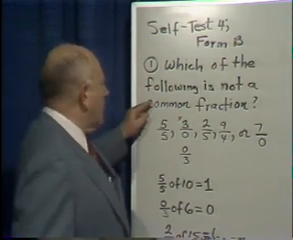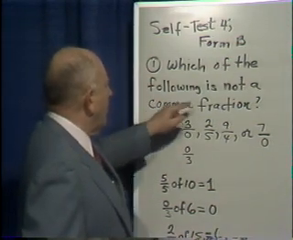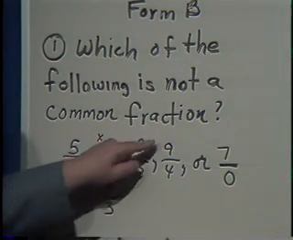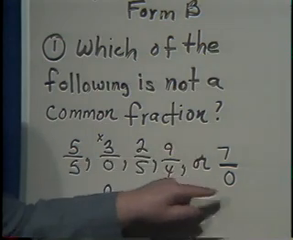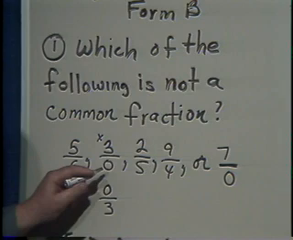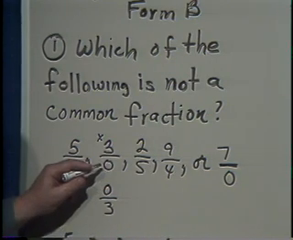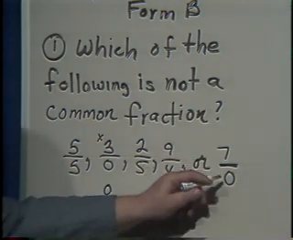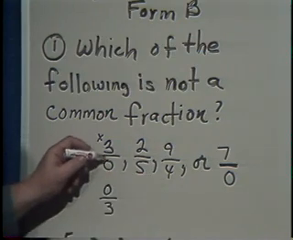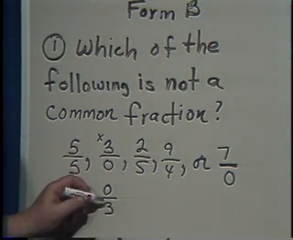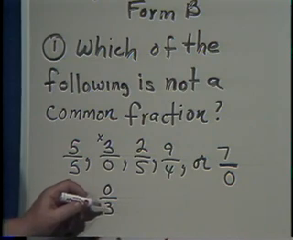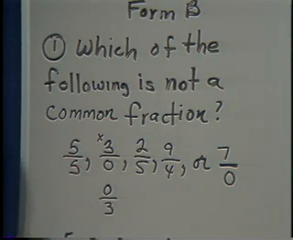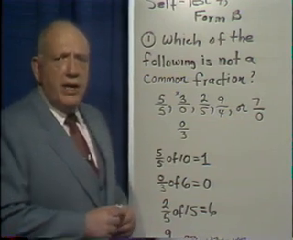The problem in the first edition reads, which of the following is not a common fraction? 5 over 5, 3 over 0, 2 over 5, 9 over 4, or 7 over 0. And if this is taken the way it's read, the correct answer to the problem should be both 3 over 0 and 7 over 0. The answer is given as 7 over 0, and the reason was I wanted this number to appear as 0 over 3. So to make the answer match the problem, change the problem from 3 over 0 to 0 over 3. And basically, remember the key point.